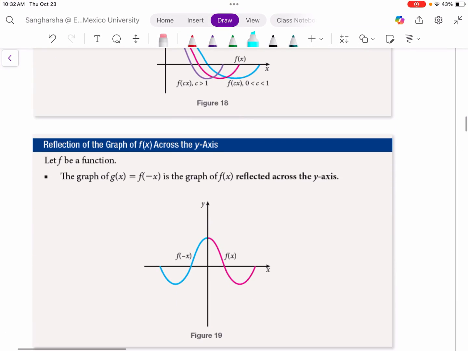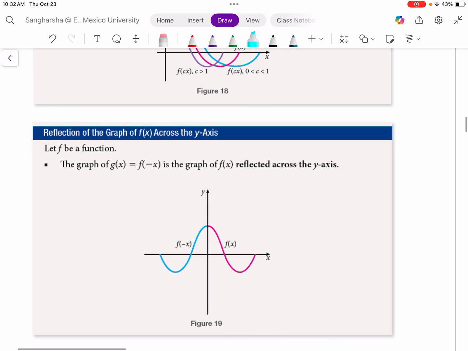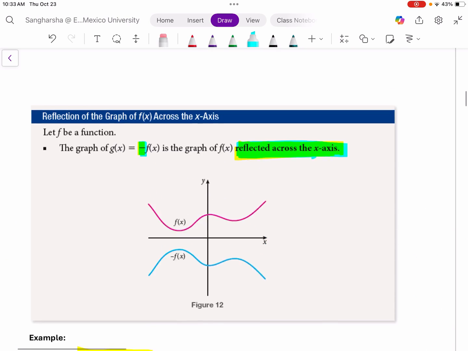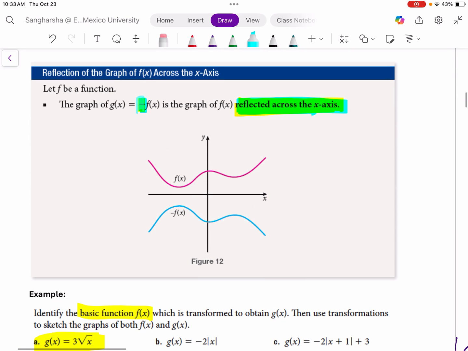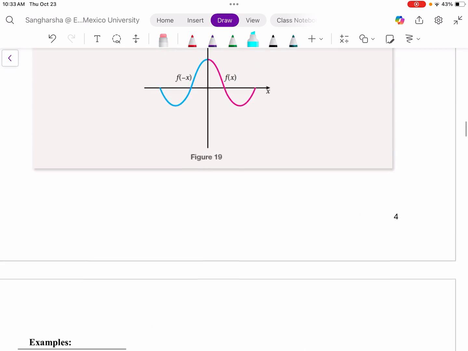So the next one: we replace x of a function by negative x. Now we need to be able to find the difference here. In the previous case, we multiplied our function by negative. When we multiply our function by negative, the graph is reflected across the x-axis. Now we are replacing, not multiplying.